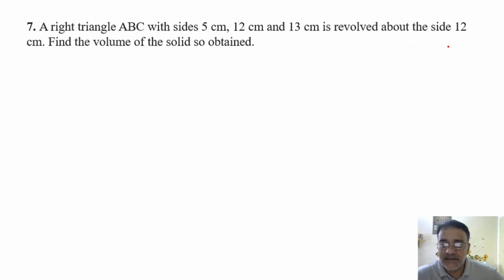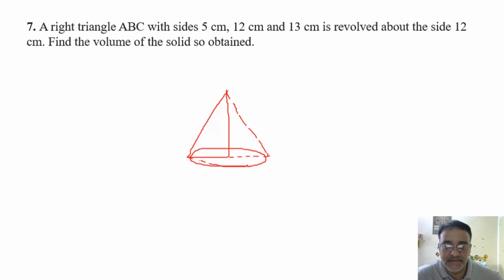about the side 12 centimeter. Find the volume of the solid obtained. So अभी देख लो, अगर मैं एक राइट ट्राइंगल को रिवॉल्व करता हूँ यहाँ से, तो जब फास्ट रिवॉल्व करेंगे तो what we will get is in the form of a cone. फास्ट रिवॉल्व करेंगे इस साइड से. Can you imagine this one? Yes, sir. ओके, और ये हाइट होगा, this will be the height and this will be the radius.